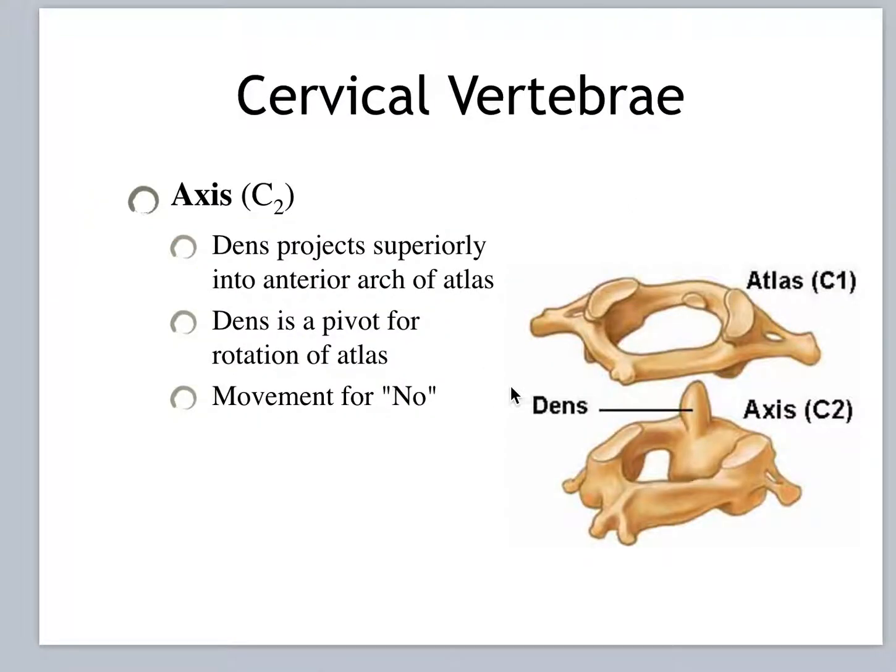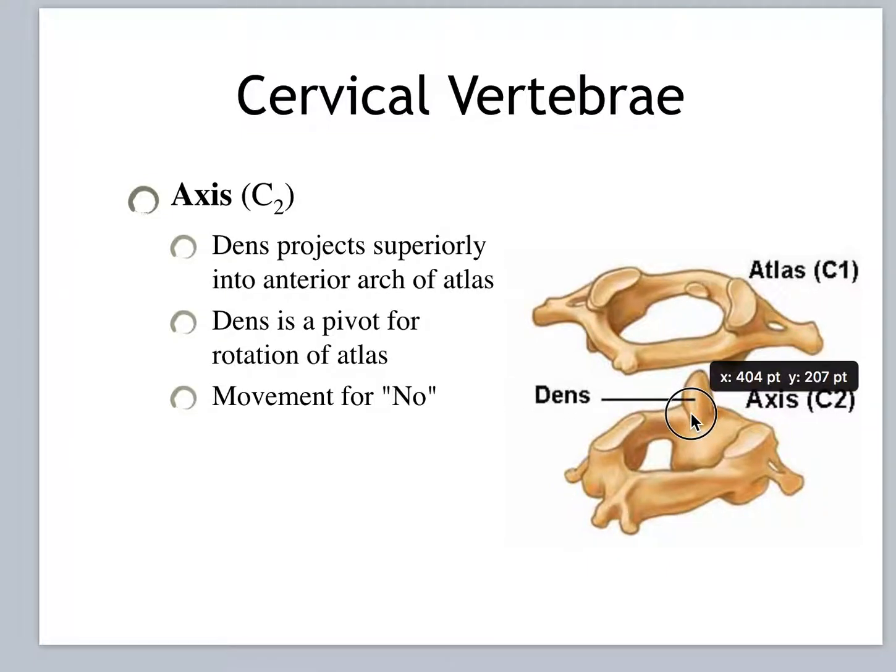C2 is the axis. It's called axis because it has a process that sticks upward, and C1 rotates around this process. This allows you to shake your head side to side, as if you're saying no. So shaking your head yes is between the occipital bone and C1. Turning your head saying no is between C1 and C2.